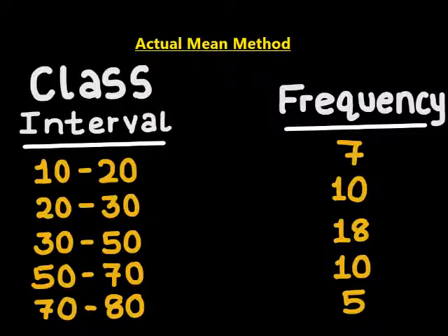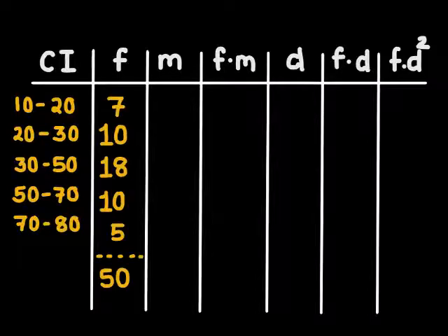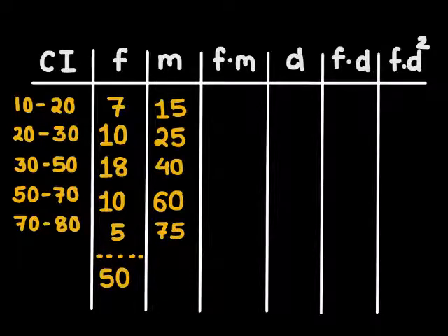So here the class interval is the class of marks obtained by the students in a class, and the frequency is the number of people belonging to that particular class. We will create a table to articulate the data. In the first column we have the class interval. In the second column we have the respective frequency of the class intervals. Then the third column has the mid value.